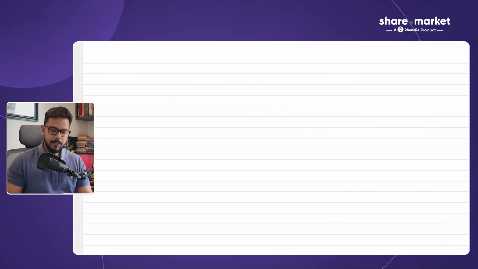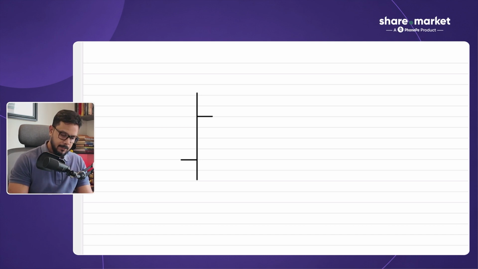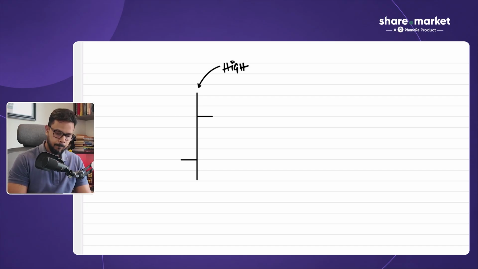Let's open a fresh page. Any bar chart is made up of a vertical line like this and two horizontal lines or two ticks, one on the left hand side and one on the right hand side. The highest point of this vertical line is the high of the day or high of that particular period. The lowest point of this vertical line is the low of the day.